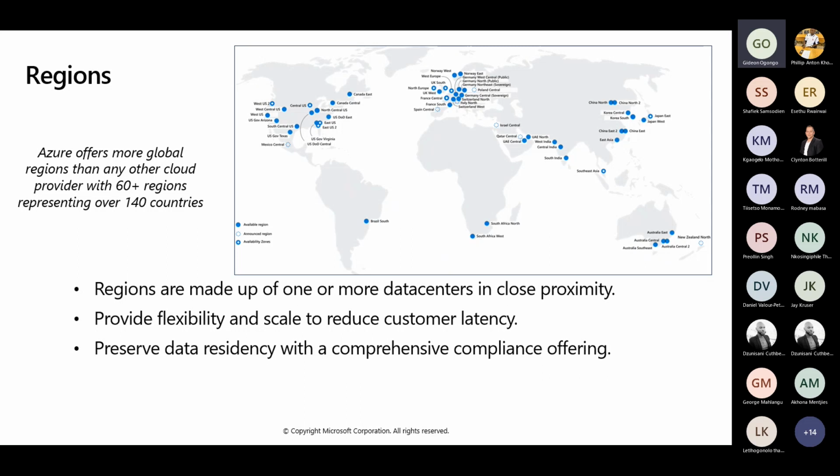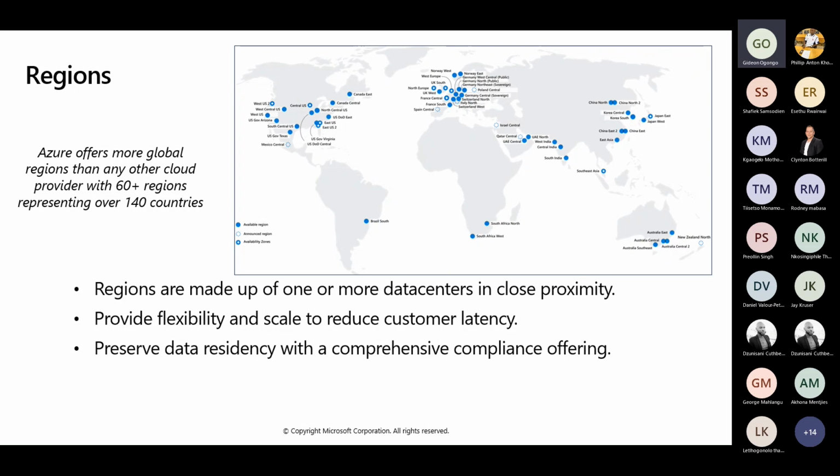We have a data center in Cape Town. We will talk about availability zones later on and what they really mean. Also, a region provides flexibility and scale to reduce customer latency. If the only region that was available was in the US, the increased latency would affect the performance for accessing compute resources within that region.